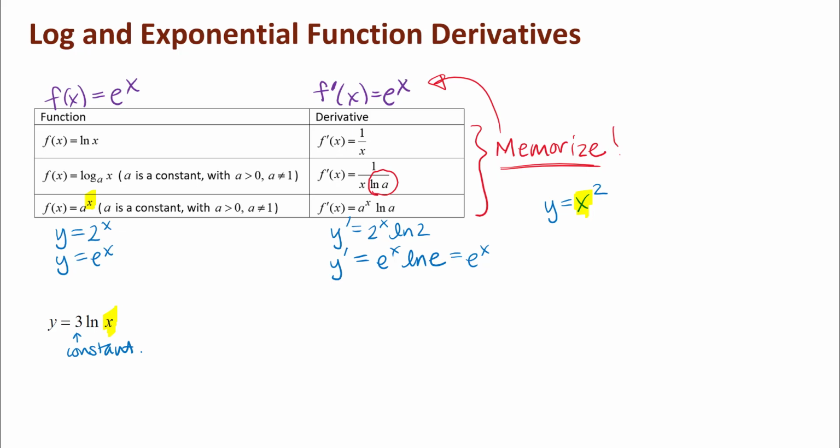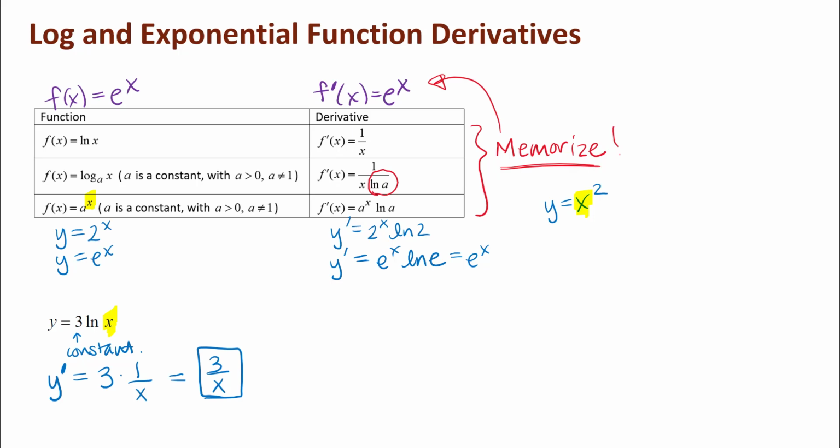So this is my original function, y equals 3 ln x, and then my derivative, y prime, equals: the constant out front is just going to come along. That's a rule we had from earlier. The derivative of a constant times a function is just that constant times the derivative, so 3 times the derivative of ln of x. That's one of the new ones in the chart. The derivative of ln of x is 1 over x. Then I can simplify my answer and I just get 3 over x.